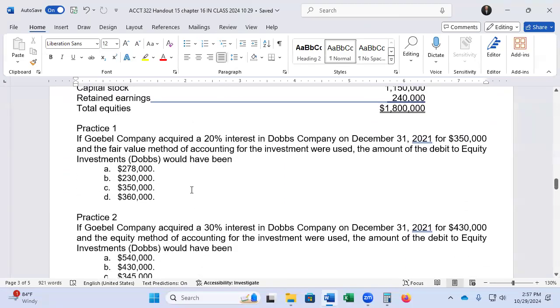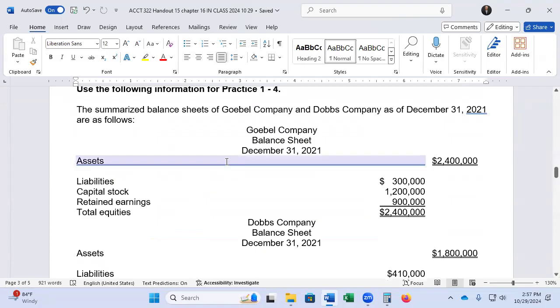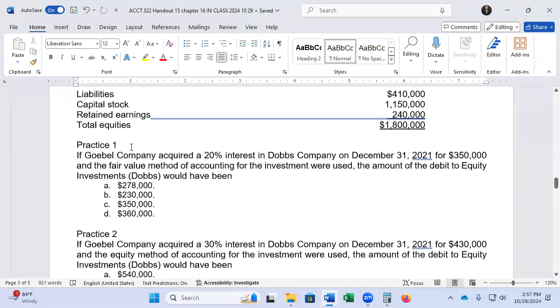Okay, now we've got some practice questions for you. The information is given as follows. And the first one asks, the amount of the debit to equity investment for Dobbs would have been.